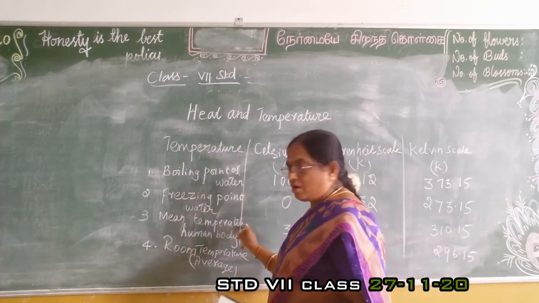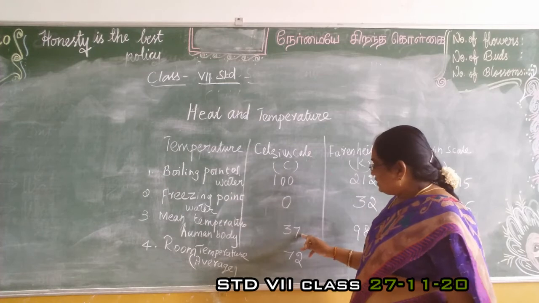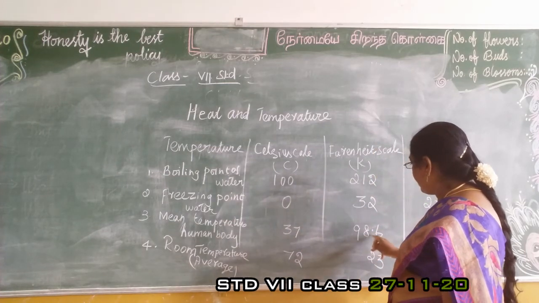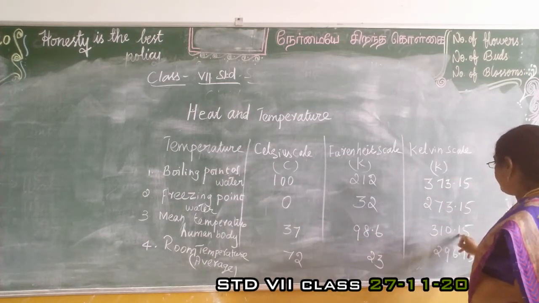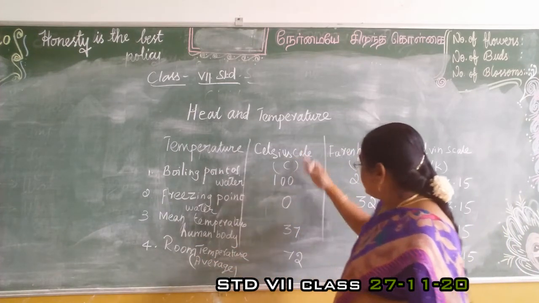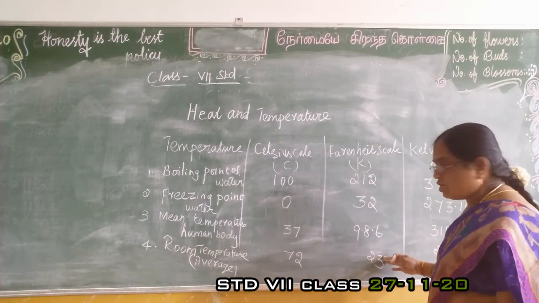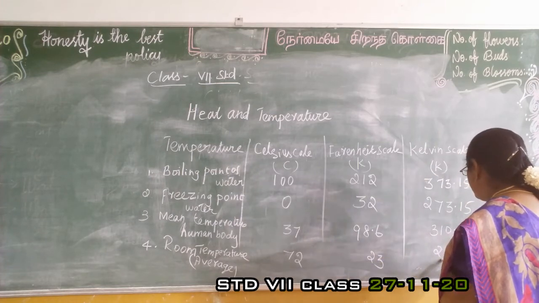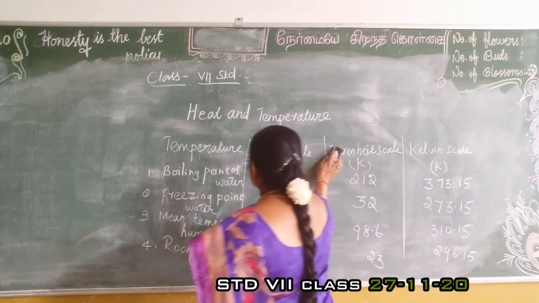And the mean temperature of the human body, our body temperature, is 37 degrees Celsius in the Celsius scale. In the Fahrenheit scale, 98.6 Fahrenheit. Then the Kelvin scale 310.15 Kelvin. Room temperature on average in the Celsius scale 72 degrees Celsius, in the Fahrenheit scale 23 degrees, in the Kelvin scale 296.15 Kelvin.